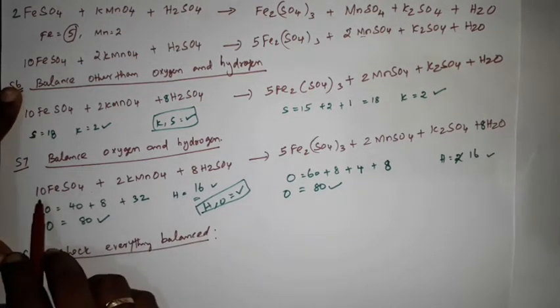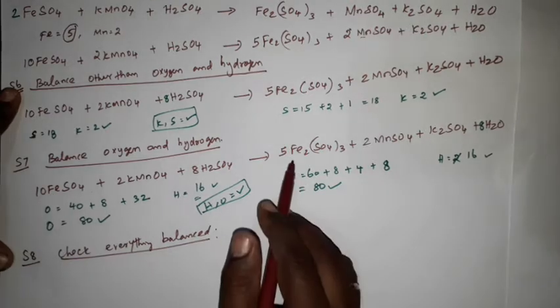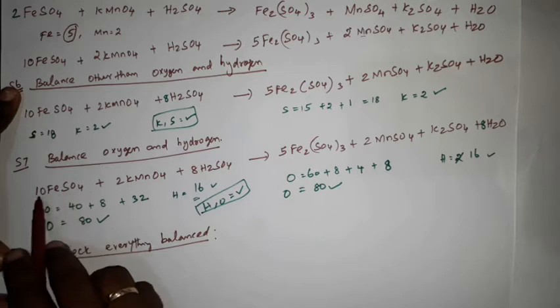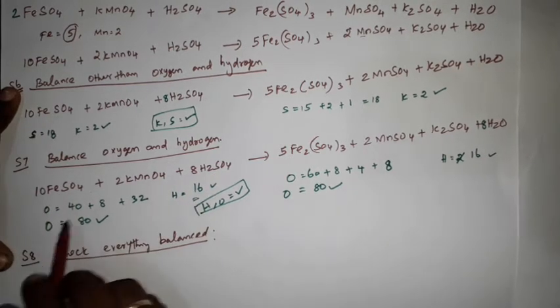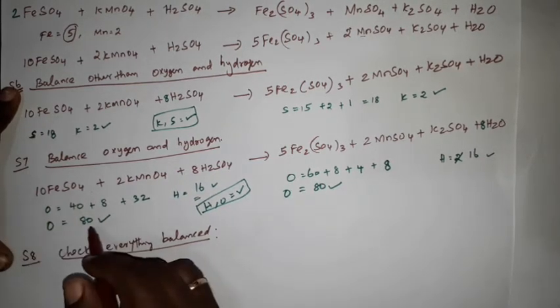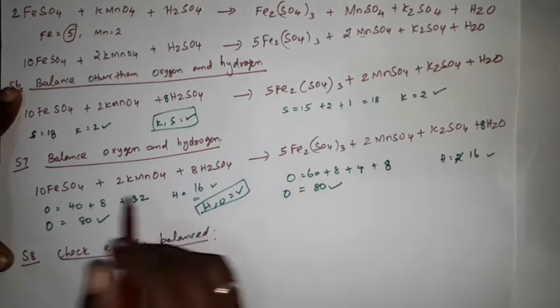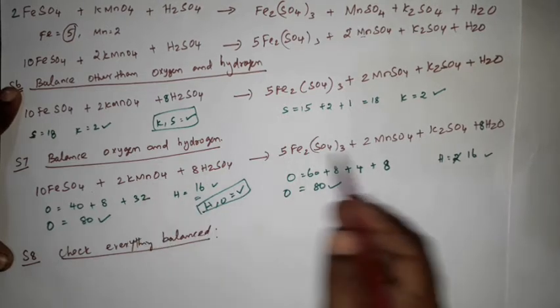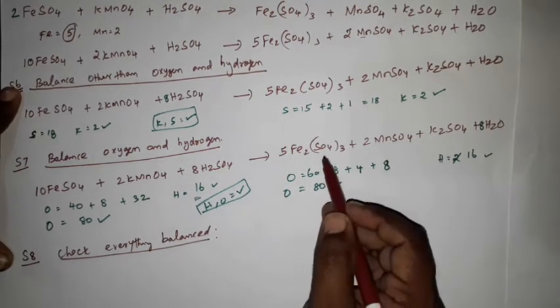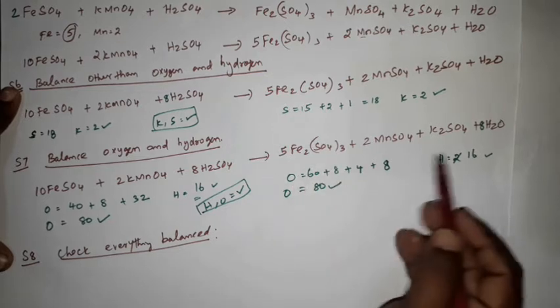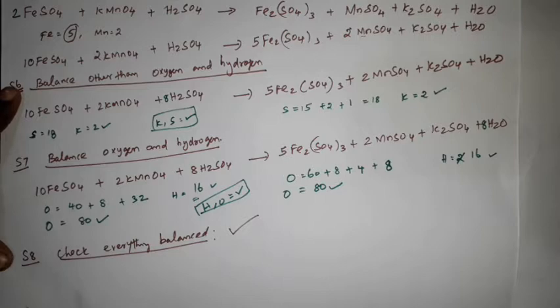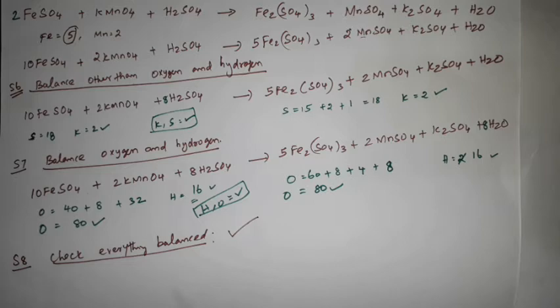See, so 10 Fe, here also 10 Fe. Sulfur total here is 10 plus 8, 18 sulfur. Then oxygen 80, here also oxygen 80. Then potassium 2, here potassium 2. Then manganese 2, here also 2 manganese. So hydrogen 16, here 16. So everything is balanced. So now we have balanced this redox reaction by using oxidation number.